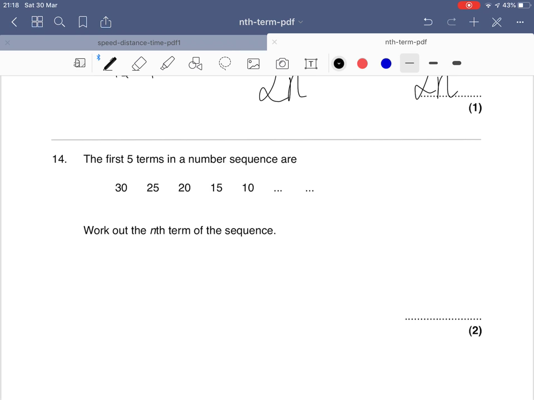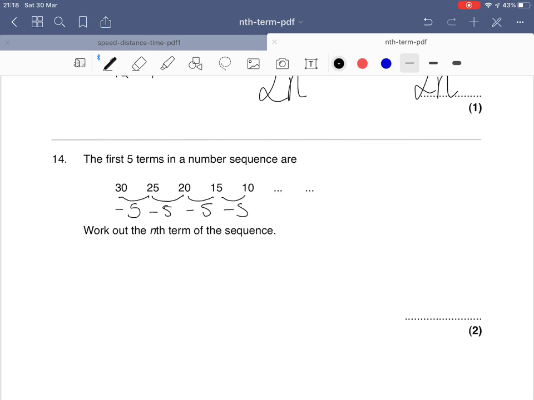Okay, last one. The first five terms in the sequence are 30, 25, 20, 15, and 10. Work out the nth term of the sequence. So from 30 to 25, take away 5. 25 to 20, taking away 5. So this is a normal sequence.